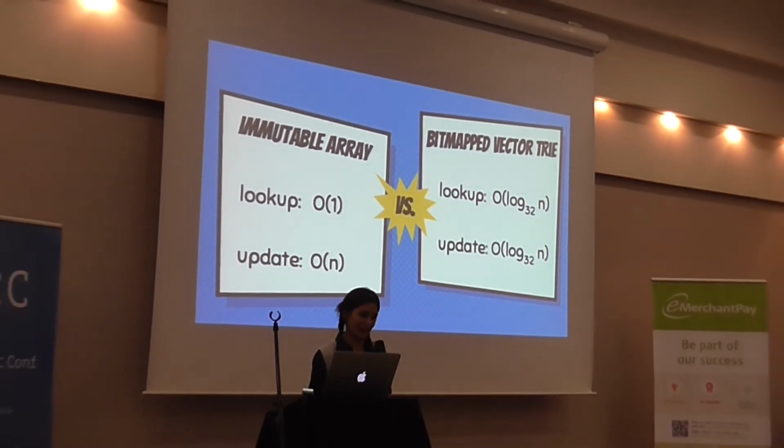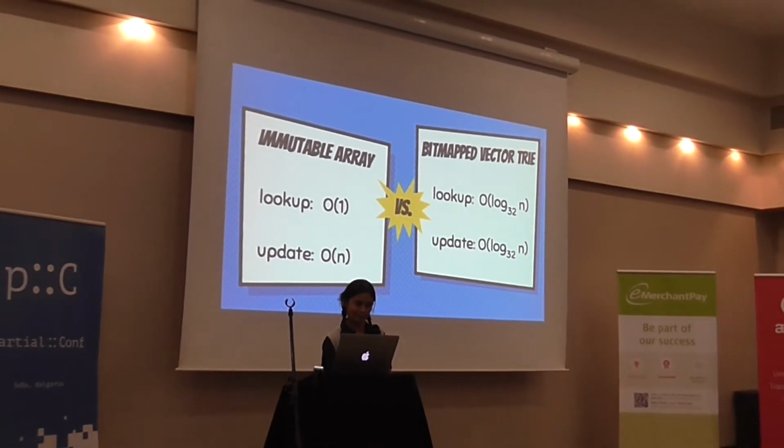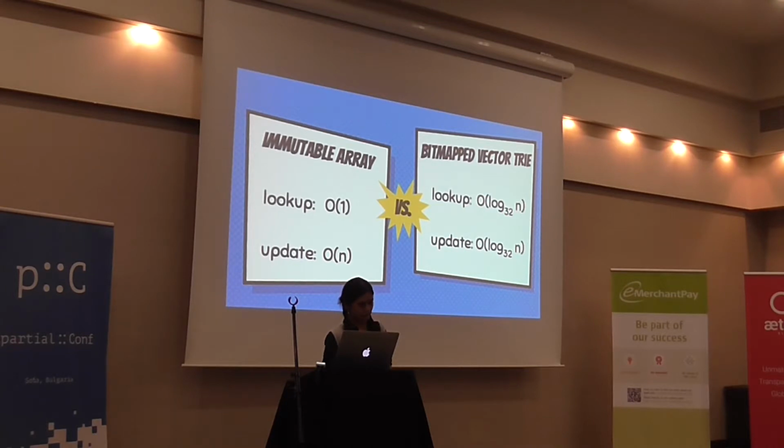I don't think you're ever going to have 9 quadrillion elements in your array. Maybe you will. Maybe you're an overachiever. But even if you had 9 quadrillion elements in your array, does anybody happen to know off the top of their head log base 32 of 9 quadrillion?